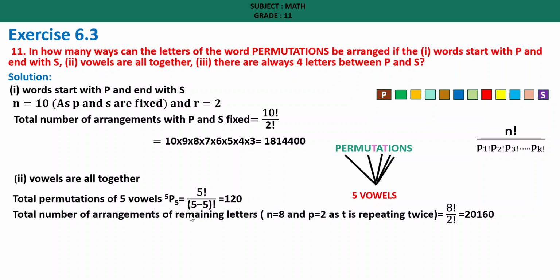But the total number of remaining arrangements, here n is equal to 8 and p is equal to 2, because here nPr. Okay. Here this T is repeating twice. So we are making this as 2. Therefore 8 factorial divided by 2 factorial is 20,160. Therefore the total number of arrangements is equal to 120 into 20,160. That is 24,19,200.